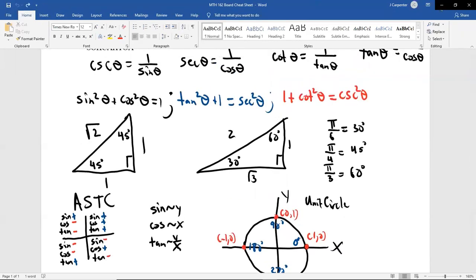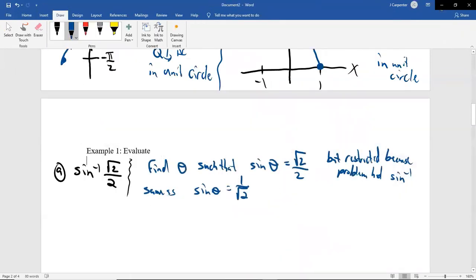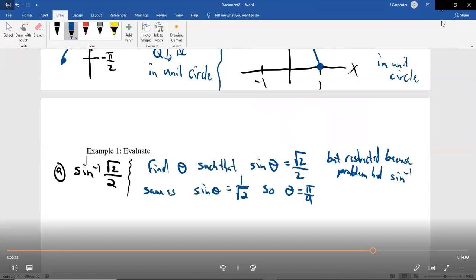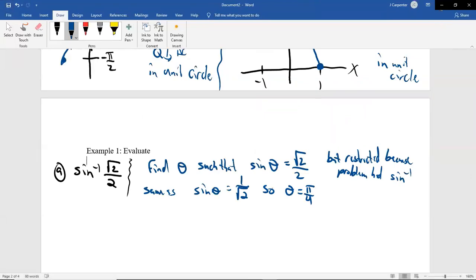It's another issue. With inverse trig functions, these need to be in radians. You are not supposed to use degrees for inverse trig functions. I do believe my math lab will mark that wrong. So theta would be pi over 4. And because this was positive, that's the answer.